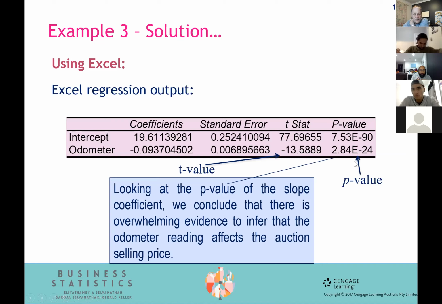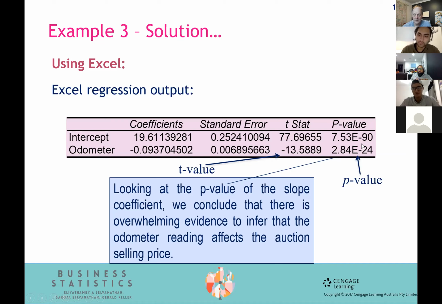Why? Because what does this 284E minus 24 mean? Can anyone tell me? This E means there's 24 zeros before this number. So it's 0.00000000024 and then 284. So this is close to 0 as you can get. This means there's 90 zeros before you get 754. So it's 0.00000 till you get to 90, 754.